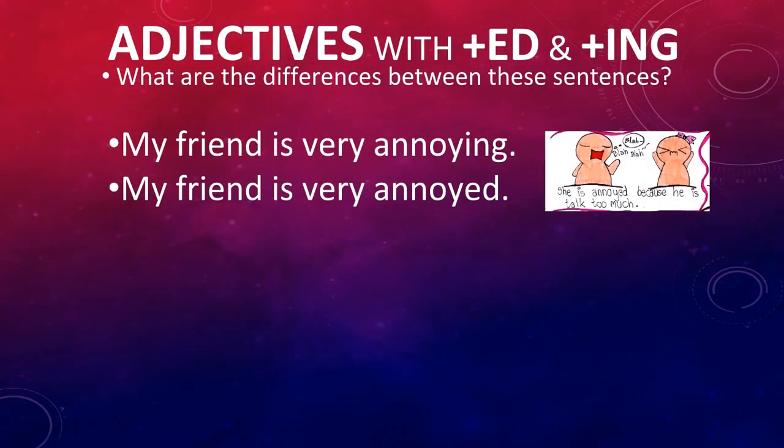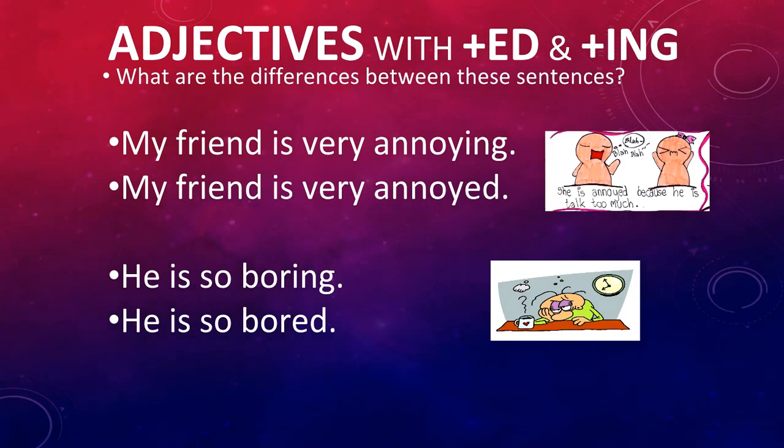We can look at the picture here. My friend is very annoying. My friend is very annoyed. And if you have a look at the picture, you can see one person who's talking so much and another person who's holding their ears. So the person who is talking so much would be the annoying person. And the person who is annoyed is the person holding their ears because they're feeling annoyed.